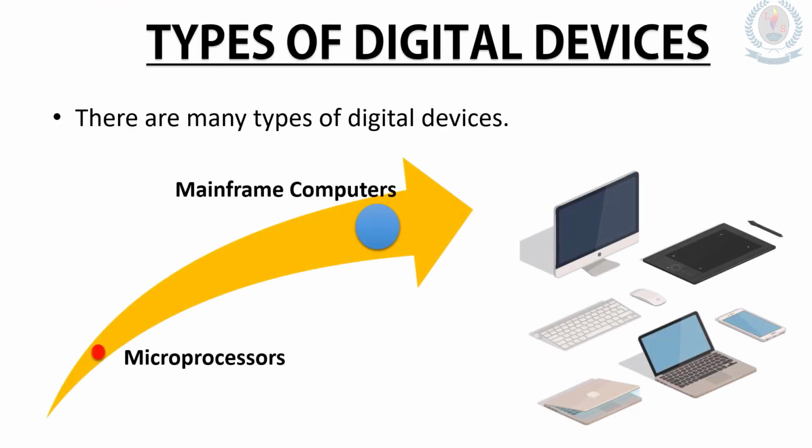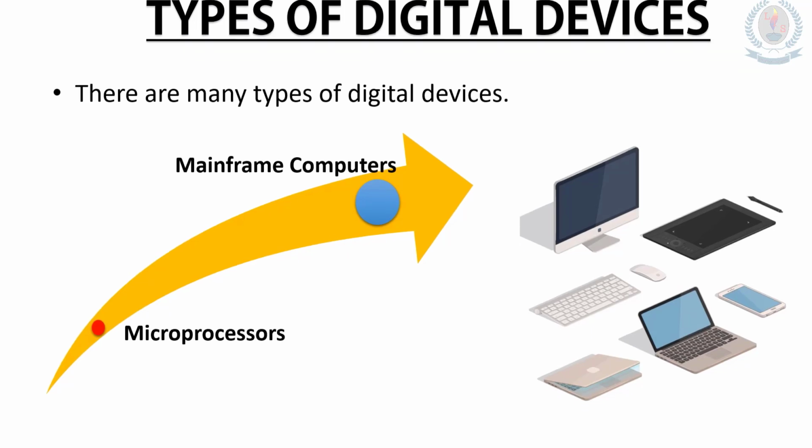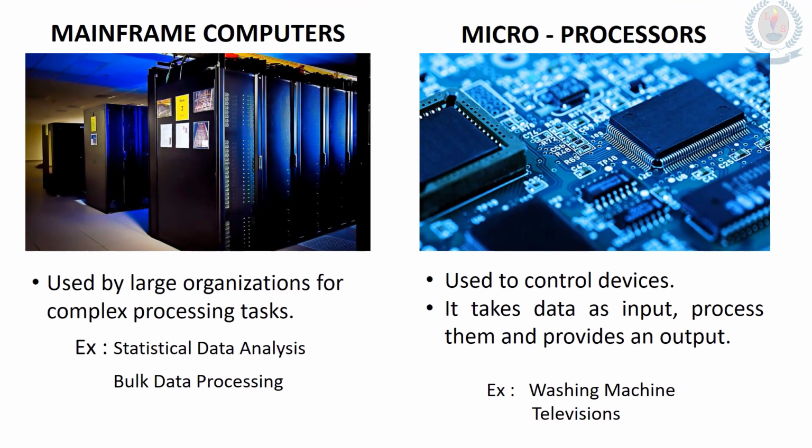Here onwards, we are going to discuss about different types of digital devices. We are dealing with many types of digital devices in our day-to-day life. They range from microprocessors to very powerful mainframe computers. Let's see what they are. In the very first picture, you can see mainframe computers.